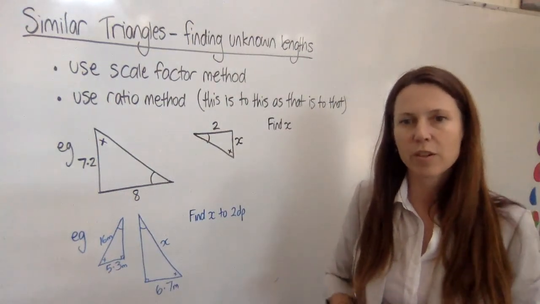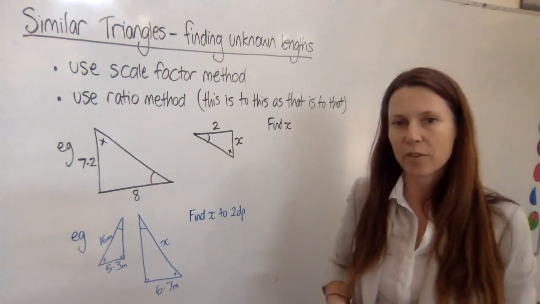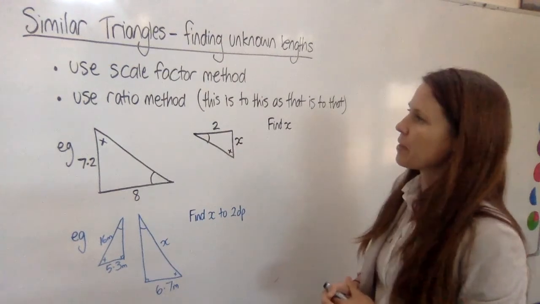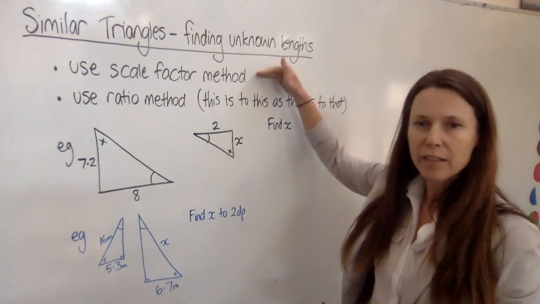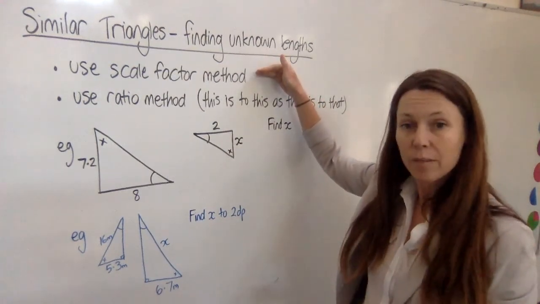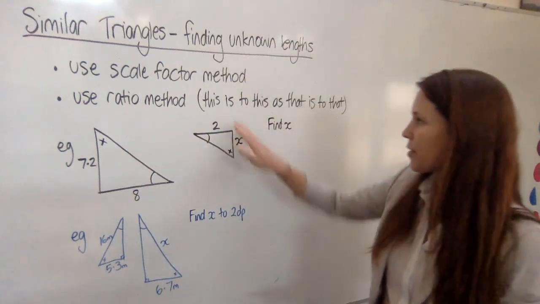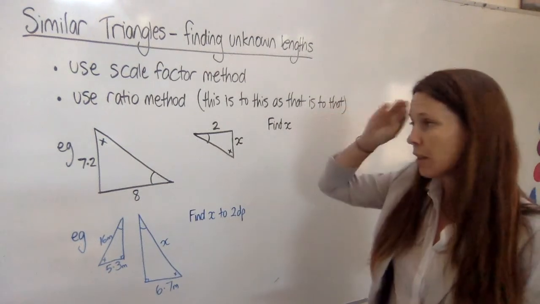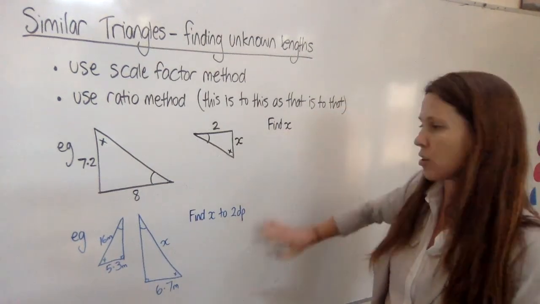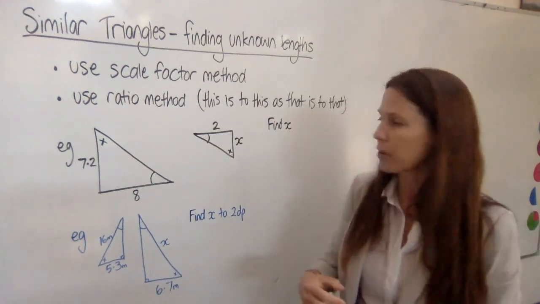When you're working with similar triangles, it's quite straightforward to find unknown lengths. There's two common methods used. Either you can work out the scale factor to get you from one triangle to the other and multiply by that, or you can use the ratio method, which is basically saying this is to this as that is to that. Let's use both methods to do both these examples so you can see how it works.